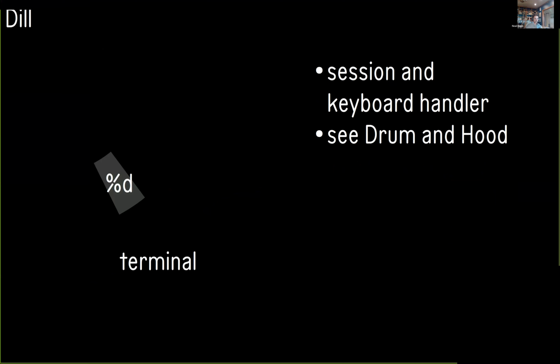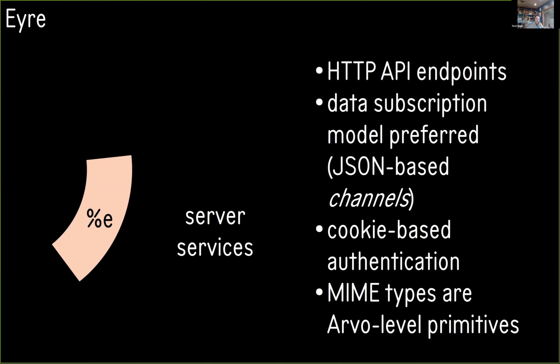All right. Dill, not much to say there. It just handles your terminal session, your web term, whatever else is going on. Eyre is your HTTP server. So most of the time, when you're hosting things from your ship, you're opening Grid or Landscape or Groups or whatever you have. Eyre is what's doing all of the work for that.